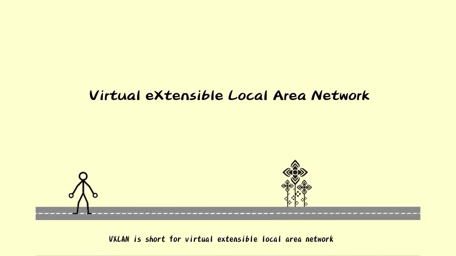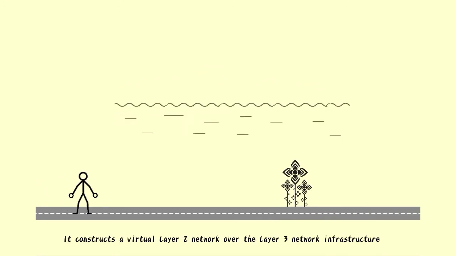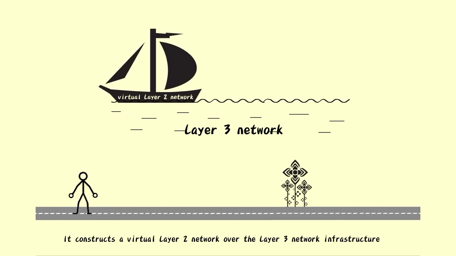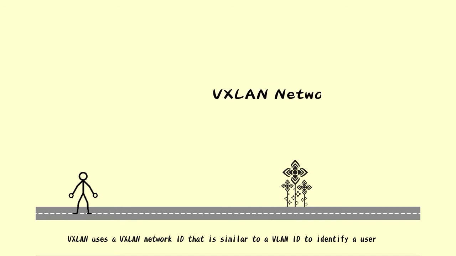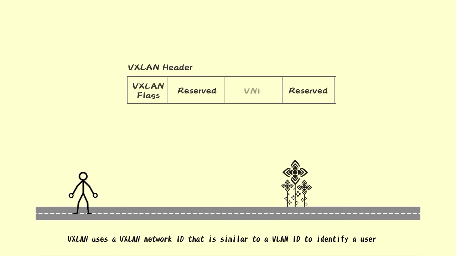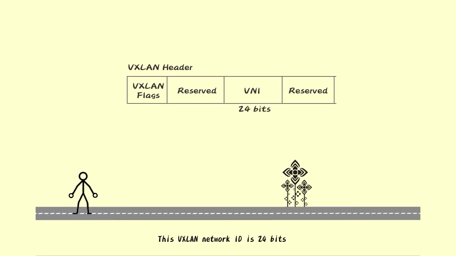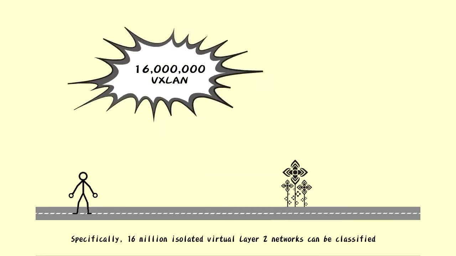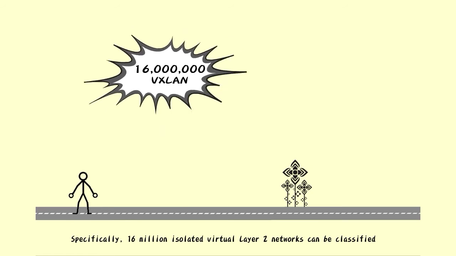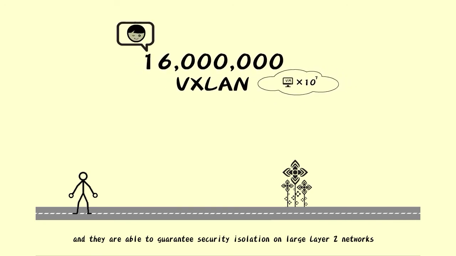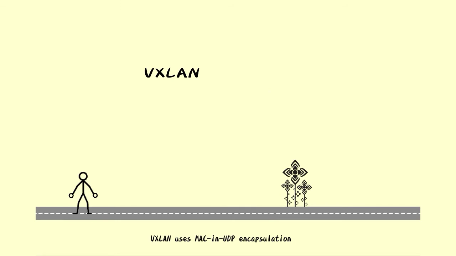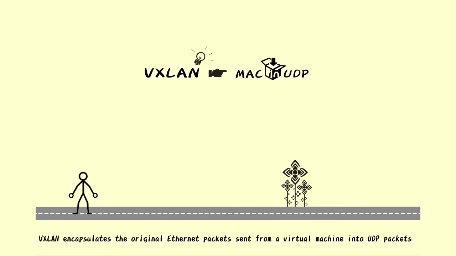VXLAN is short for Virtual Extensible Local Area Network. It constructs a virtual Layer 2 network over the Layer 3 network infrastructure. VXLAN uses a VXLAN network ID that is similar to a VLAN ID to identify a user. This VXLAN network ID is 24 bits. Specifically, 16 million isolated virtual Layer 2 networks can be classified, and they are able to guarantee security isolation on large Layer 2 networks. VXLAN uses MAC and UDP encapsulation.